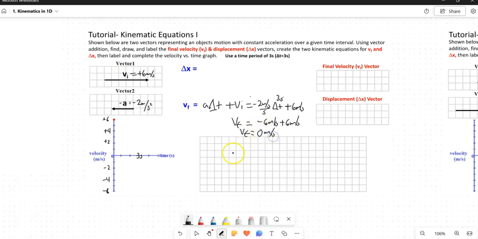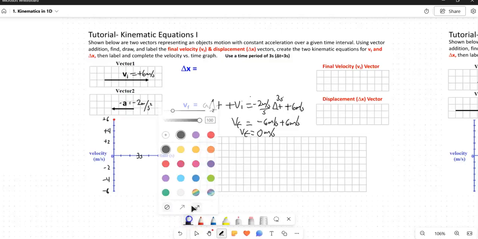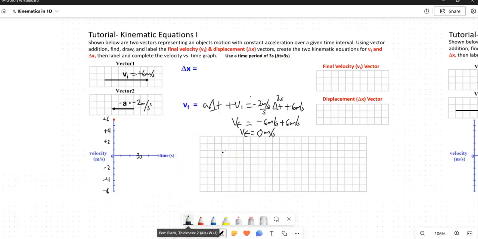And this is what it would look like if you did vector addition. Here is our initial velocity vector. It's going to be pointed to the right, 1, 2, 3, 4, 5, 6. So that initial velocity is equal to positive 6 meters per second.